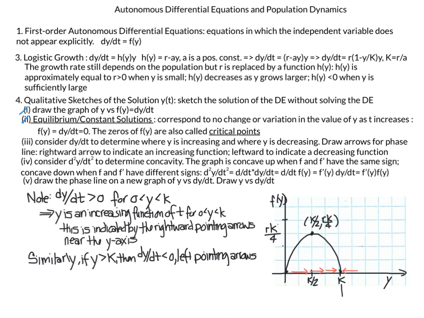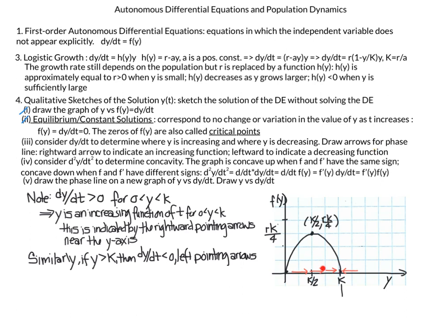Then we can look at this portion of the graph where y is greater than k, and you can see that f of y is negative. In other words, the function y is decreasing. We indicate that over here on this portion of the y axis with the leftward arrow. So here I noted that. And then also, I noted this here, we're going to draw arrows for a phase line. Rightward arrows indicate an increasing function and leftward arrows indicate a decreasing function.